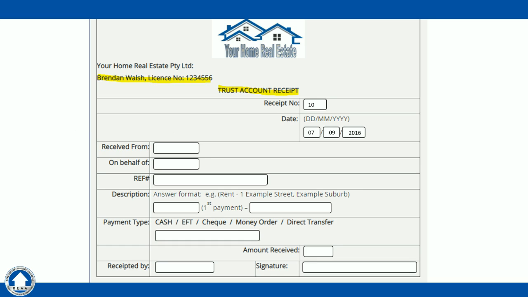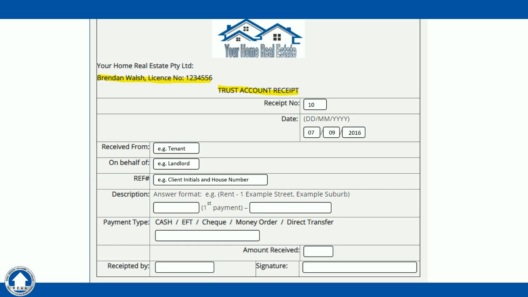And then you would put in the date that the money was received. Received from, you need to put in the information about who's actually paid the money. So if this was a tenant, you would put the tenant's name. On behalf of, who it was. So if that was a landlord that you took the money on behalf of, then you would put their name in there. And also you need to have their identified ledger number. So that might be their client initials and house number that they live at.